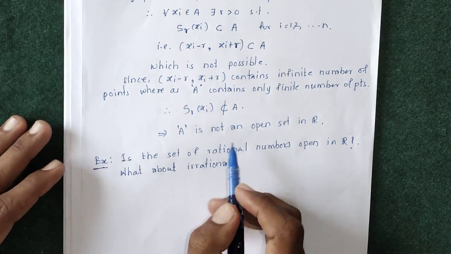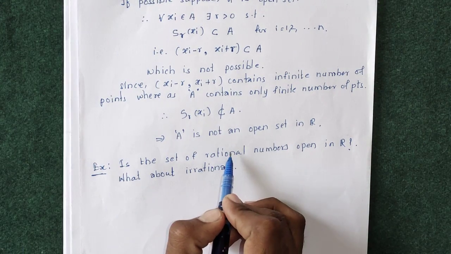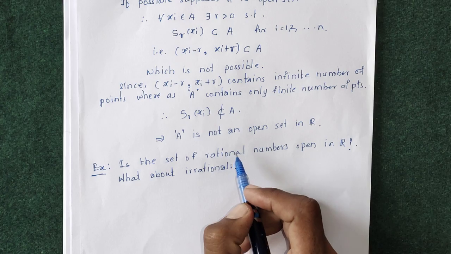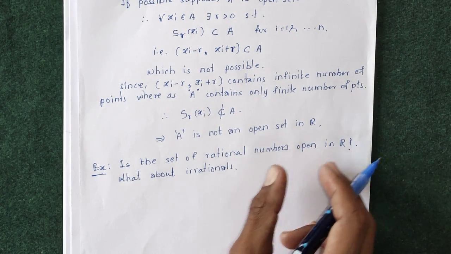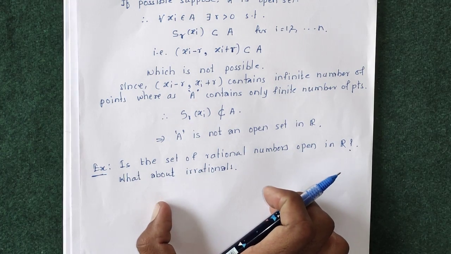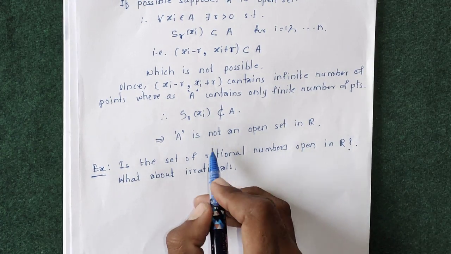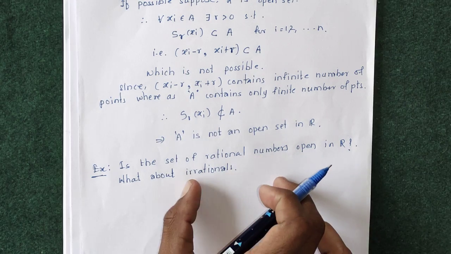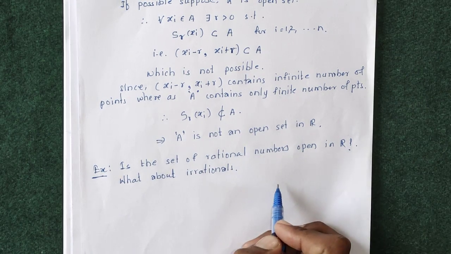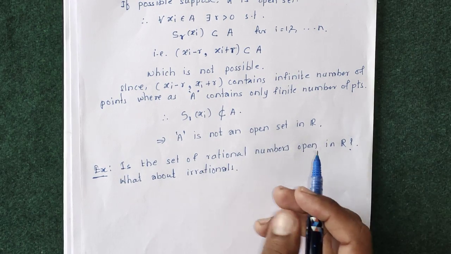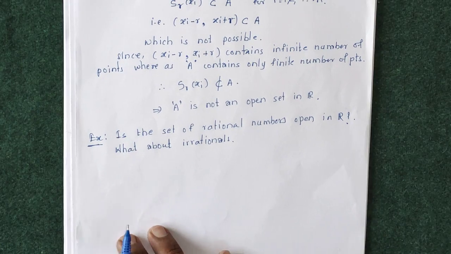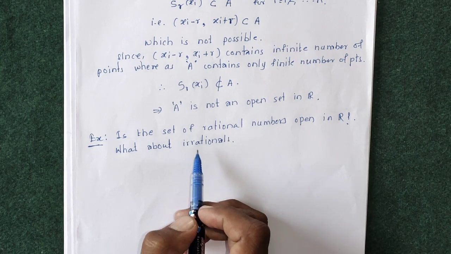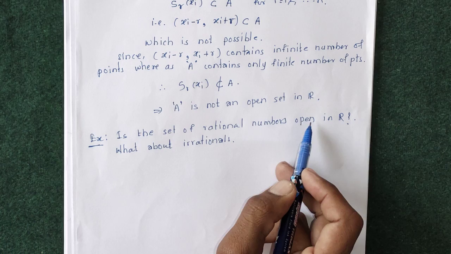Here, similarly to the previous example, if we consider the set of rational numbers and take one of those rational numbers, consider that number as center and take any radius r and draw the open sphere, that open sphere will be an open interval, and that open interval clearly contains some rational numbers and some irrational numbers, because in between any two rationals there are some irrational numbers. So that open sphere does not totally lie inside the set of rational numbers because there are some irrationals. So the set of rational numbers is also not open in R.